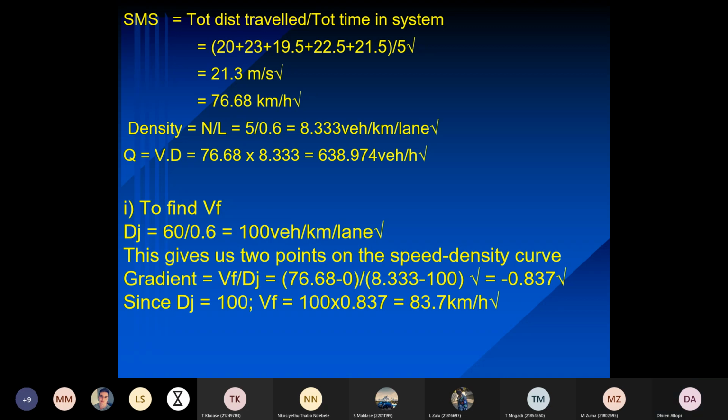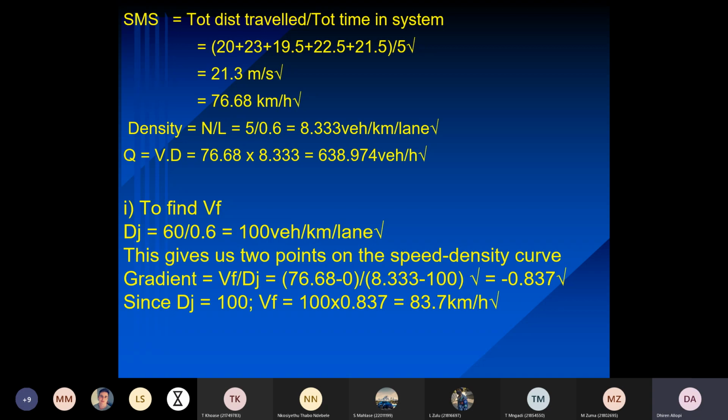So from the information that you have calculated, that now gives you 2 points on your speed density curve. You all know your speed density curve is a linear relationship. Go back to the first diagram that I showed you, the linear relationship. If you have 2 points on any line, you can then quite easily determine the gradient. So what are the 2 points?